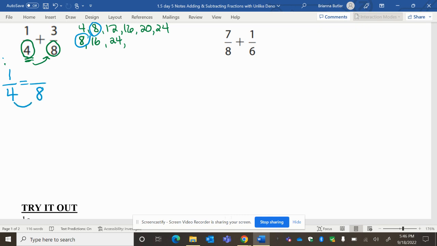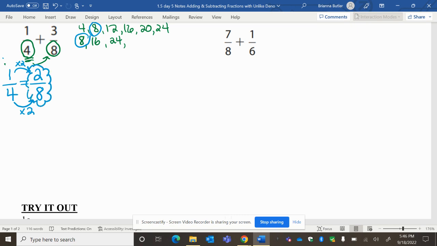So 4 goes into 8 how many times? Well, 4 times 2 gives me 8. So whatever I do to the bottom, I must do to the top. So I'm going to also multiply by 2 up top. 1 times 2 is 2. And these are going to be equivalent fractions. So 1/4 and 2/8 are equivalent.